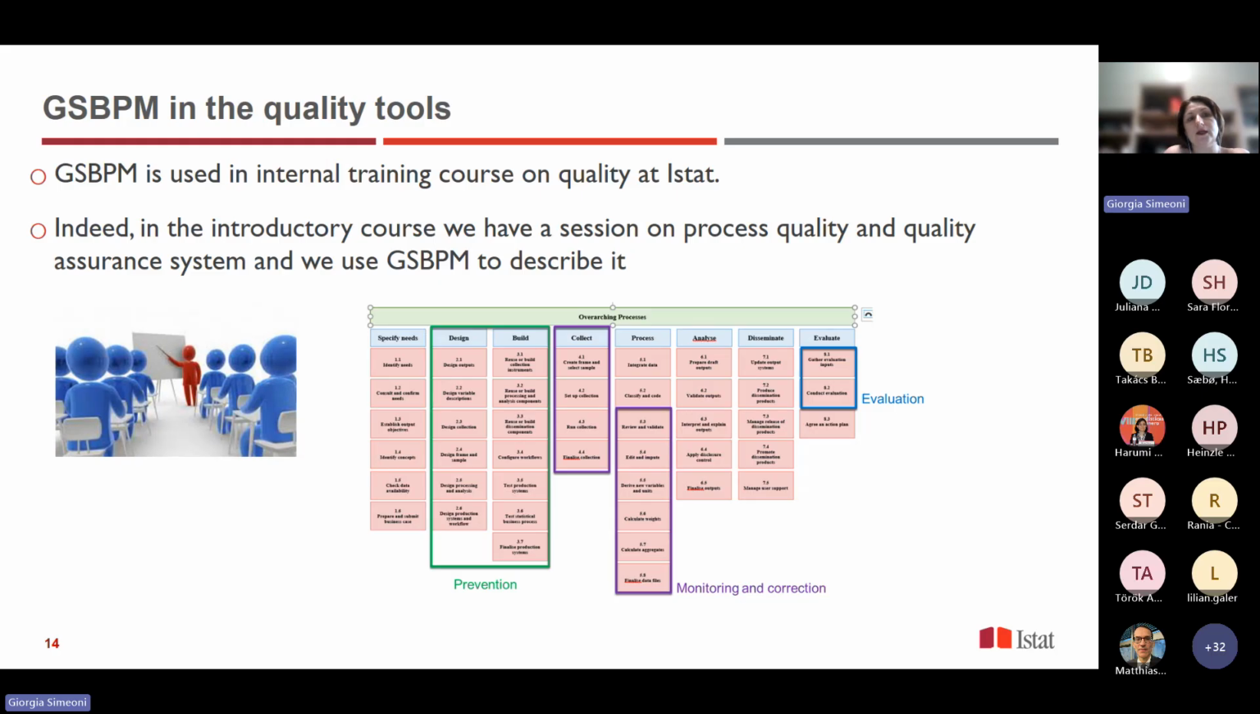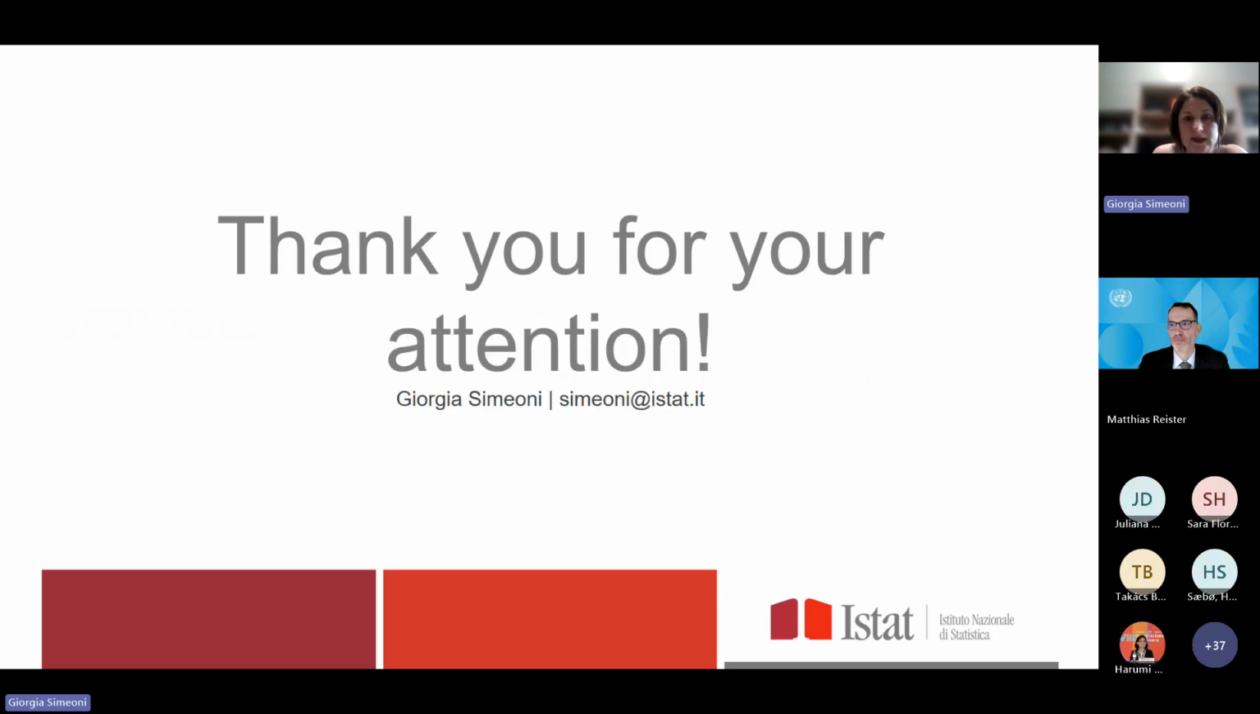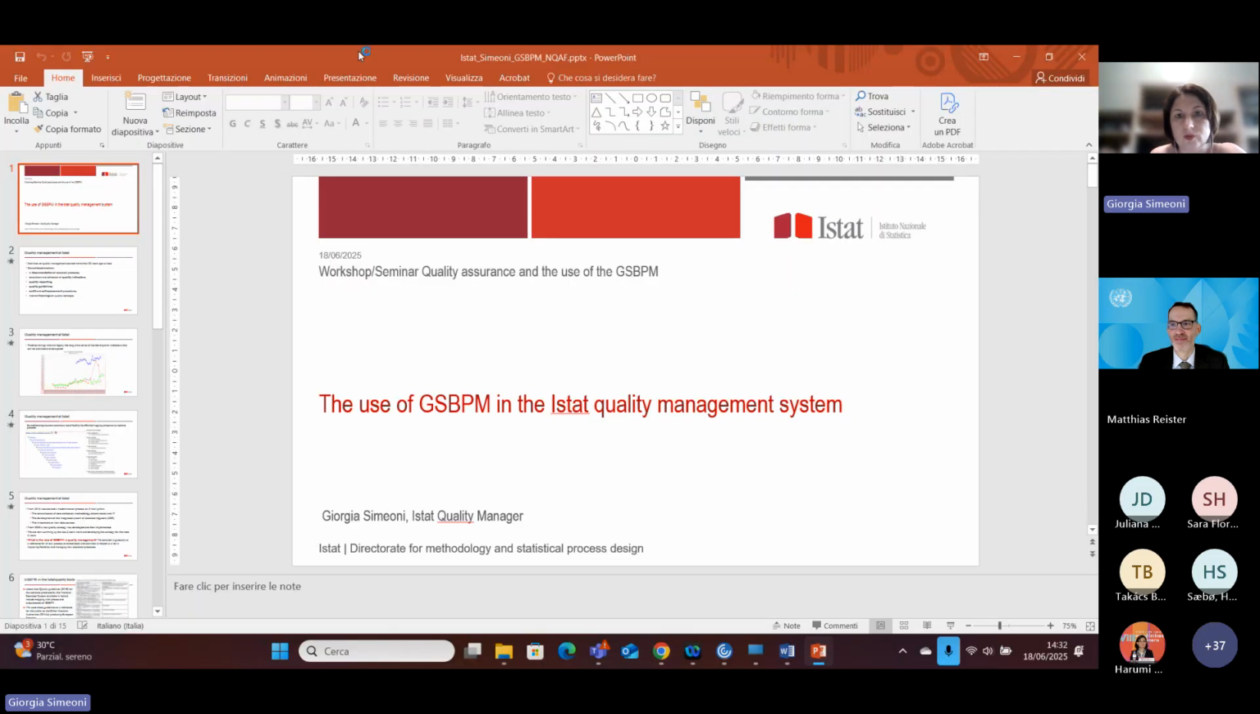Last slide, we also use GSBPM in our training courses to describe the process quality and quality assurance system. In particular, we start from this GSBPM and point out that main prevention activities are done during the design and build phases. The monitoring and correction activities are during the collect and process phases, and the evaluation is at the last step for what concerns the single edition evaluation. And that's it from my side. I give back the floor to Matthias.